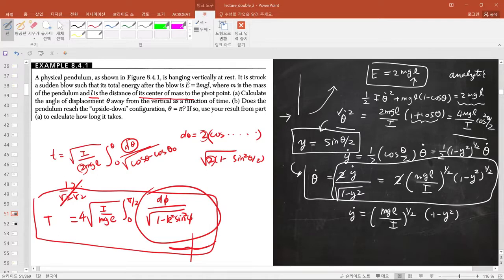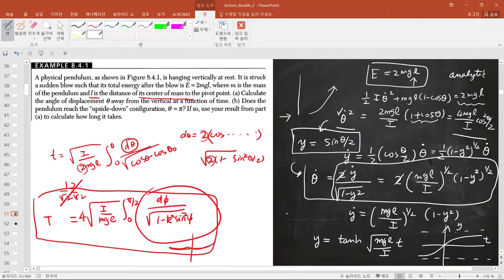Okay, and the solution of this equation is very simple. It's called tangent type: y is the tangent of square root of mgl over I times t. Everybody knows what the tangent type looks like. There's some amplitude here, and it goes like this. So that is tangent type.